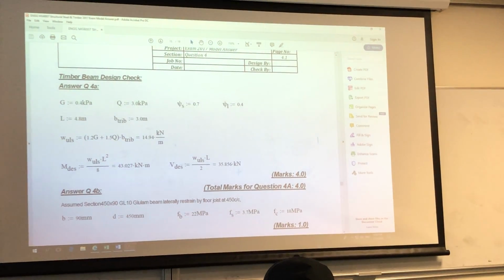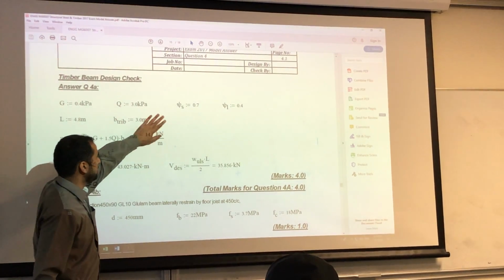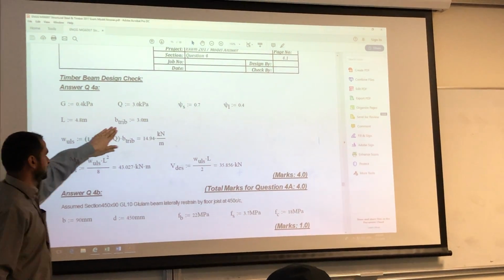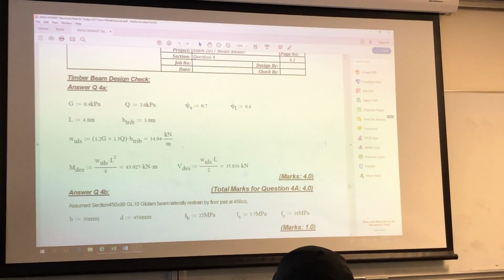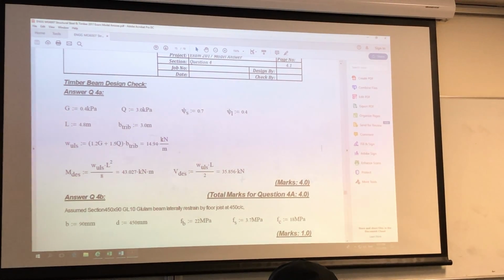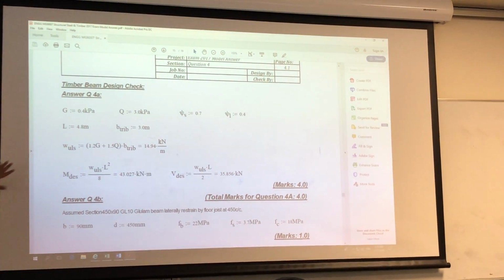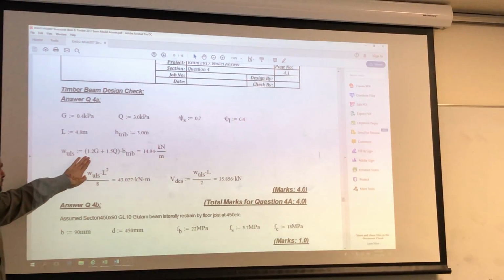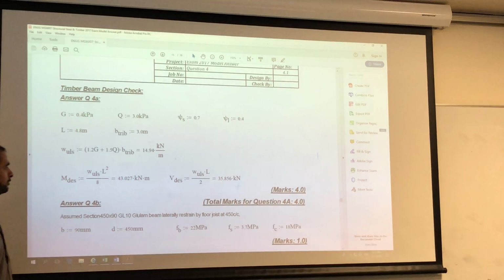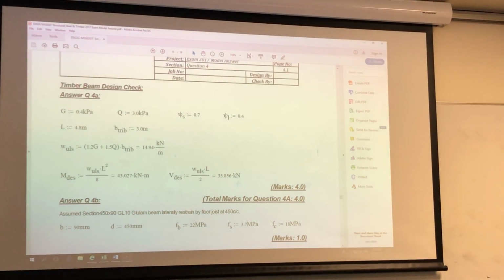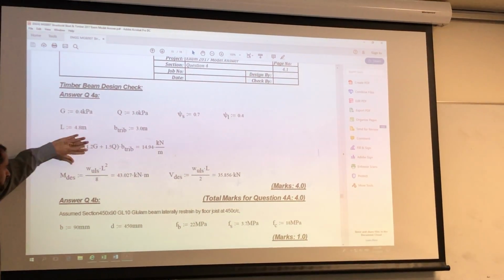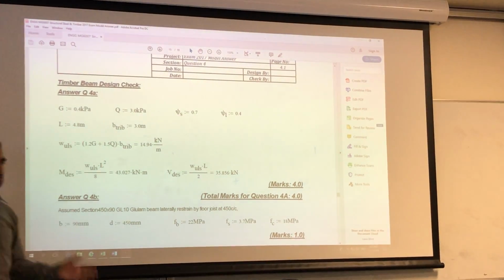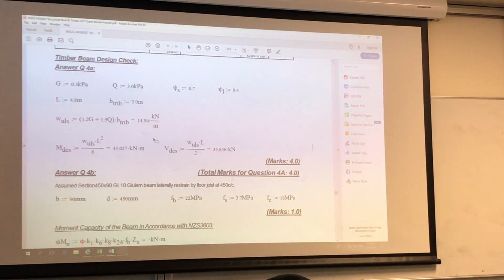So first of all, again, G, Q is given, psi L, psi S is given, span is 4.8, tributary width is 3 meters, so that's the spacing of the floor beams. Then you have to find out the UDL, which is the ULS UDL, that's 14.94. You don't need to do the other long term or short term. This one case is given, so you have to stick to that. So M design is equal to that, V design is equal to that. That's the simplest part.